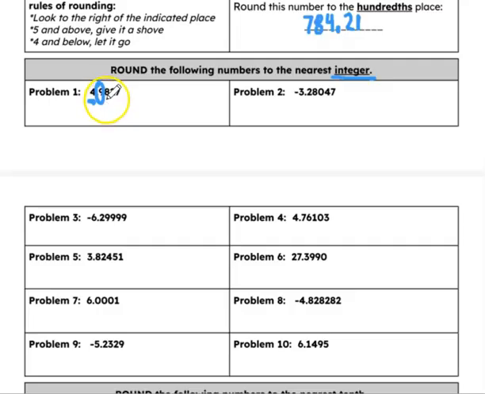You see it's a 4.9827, but the place after the ones place is a 9. It's 5 and above, give it a shove, so the 4 becomes a 5. That's it. If it helps, what you can do is just underline all of the ones place in this case. I'm going to do a few more examples, and then the rest will be on your own.